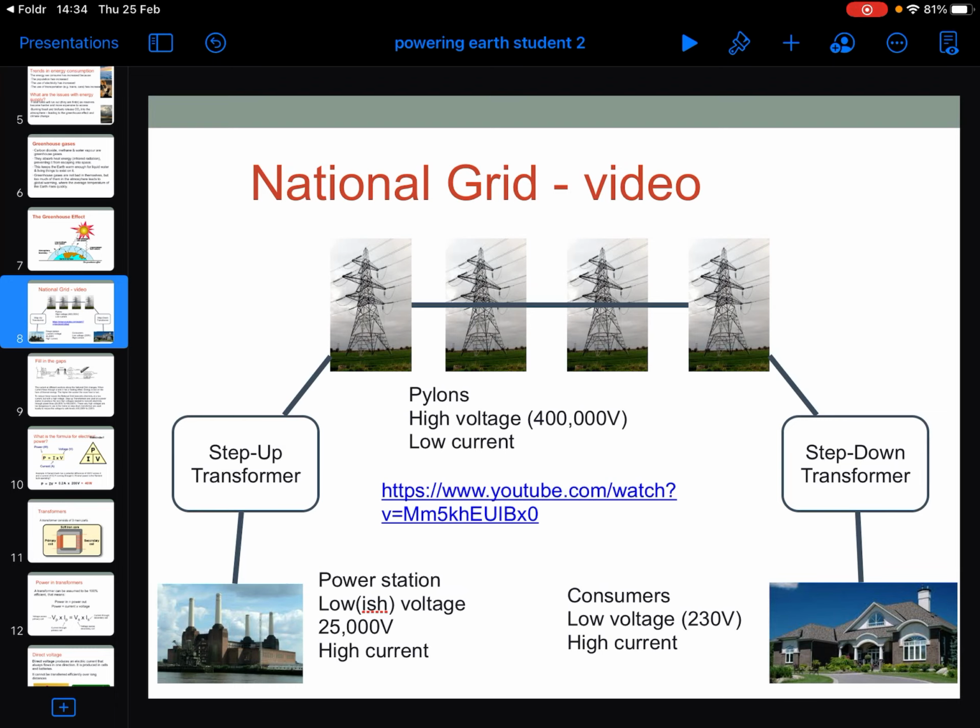So through the pylons, then they go to a step-down transformer, so they decrease that voltage again and increase the current, which is safer for the consumer, where we get the voltage at 230 volts.